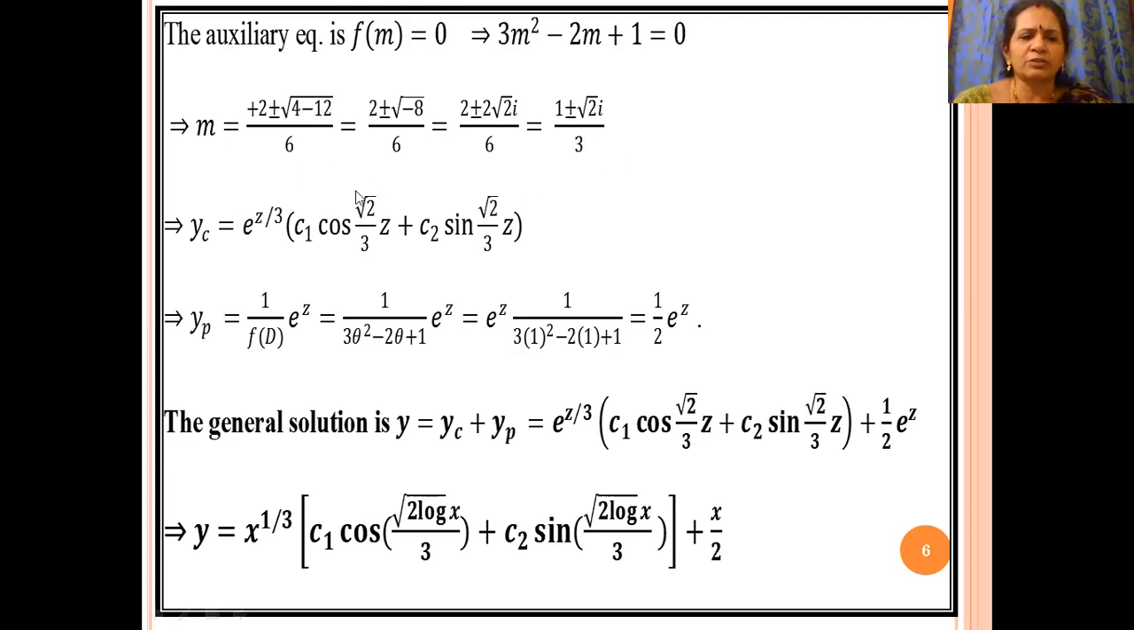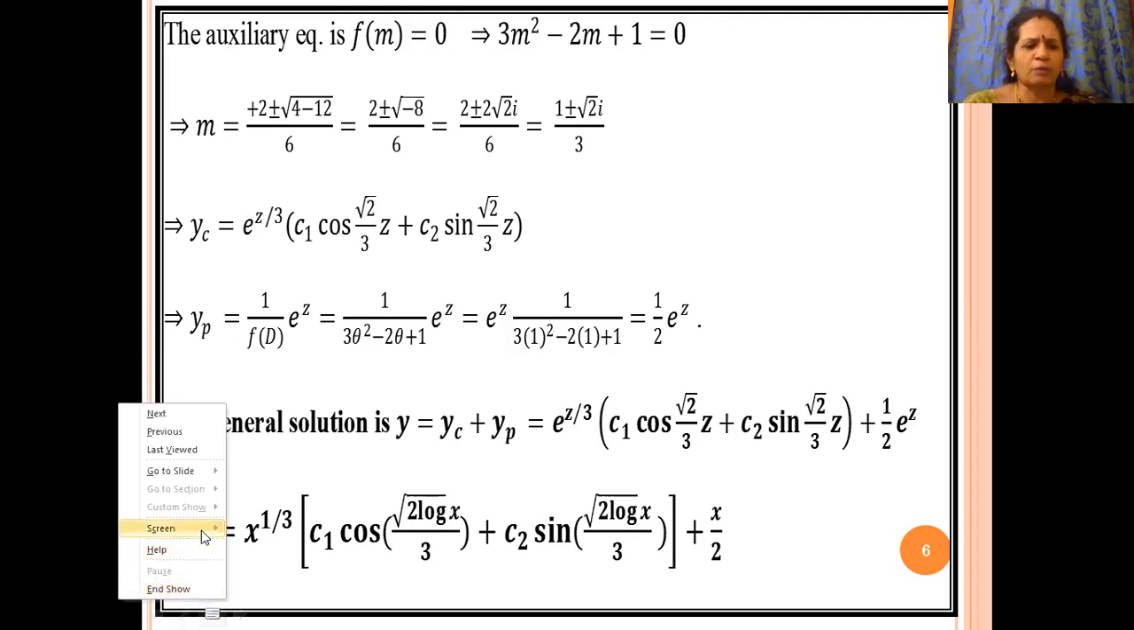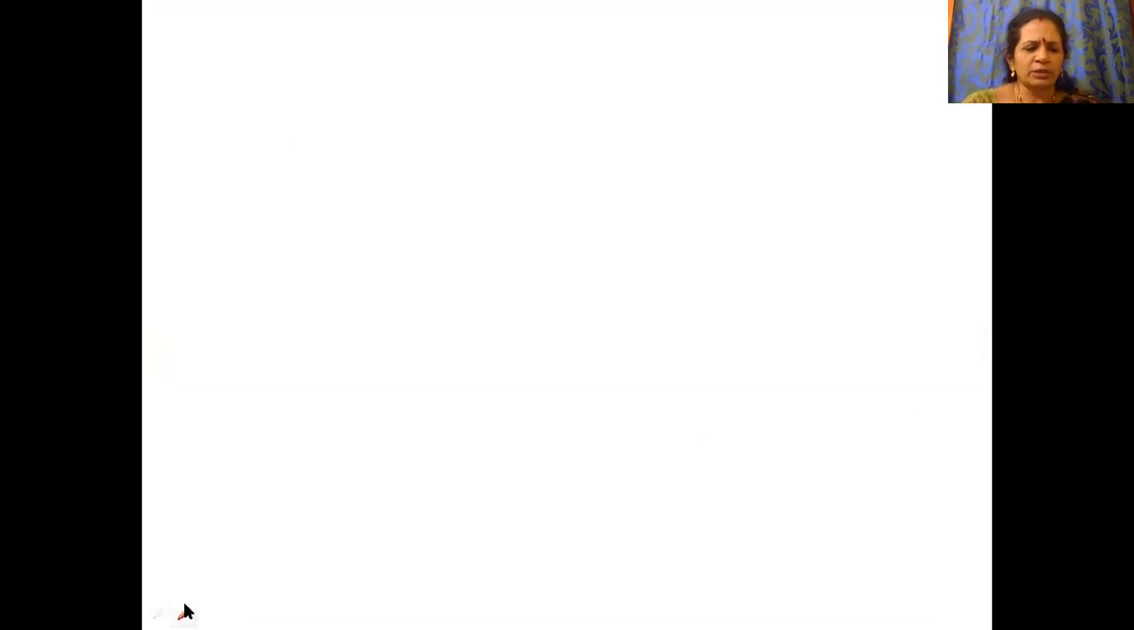Now from that, write down the complementary function y_c. What is the formula that we have written for y_c? I will use the board and pen, and then I'll explain what is the formula for the complementary function as well as the particular integral.